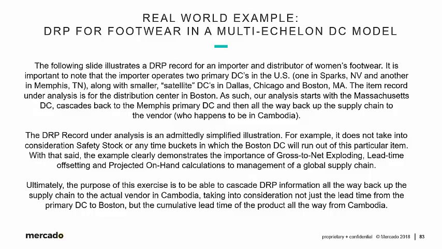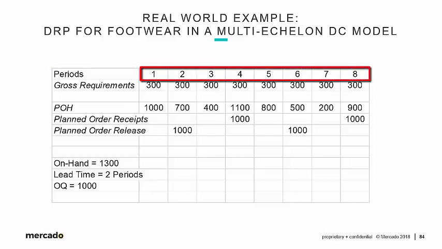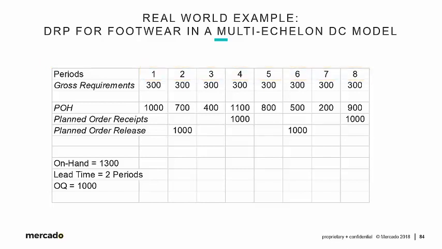Let's have a look at this record for a single item, single model of footwear. Our title, of course, DRP for footwear in a multi-echelon DC model, what we just described. Before we get into the numbers, let's look at the left-hand side of this slide, starting with periods that go from left to right. These are the time buckets, 1, 2, 3, 4, of 1 week. We're isolating 8 weeks, obviously would have to engage in a 52-week exercise to capture the entire planning horizon.